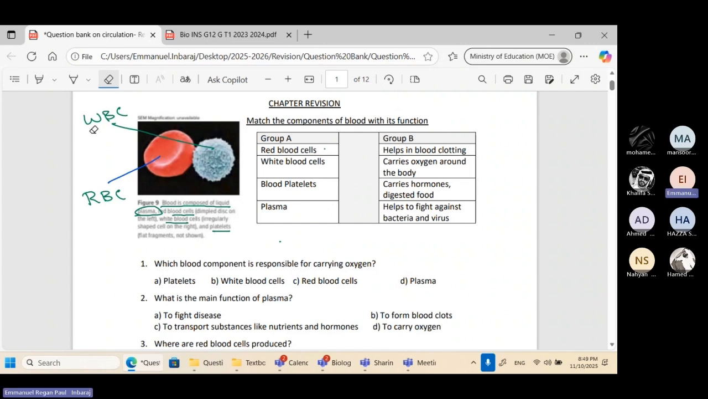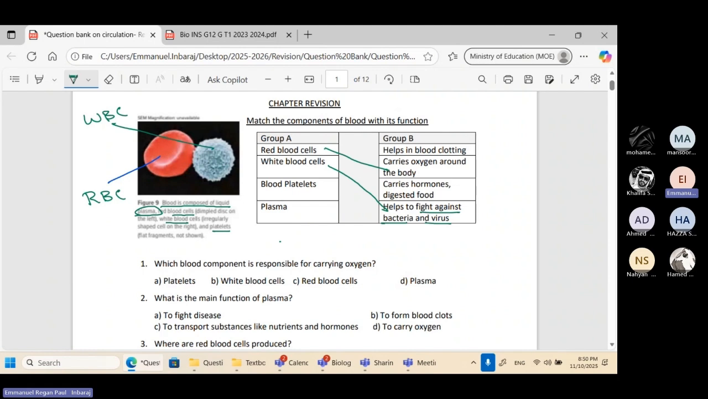Yes, what does it do? Ahmed, any idea? Carry oxygen. Yes, red blood cell helps to carry oxygen around the blood. What does a white blood cell do? White blood cell is to fight against bacteria and virus. So remember, it is the soldiers of your body. It helps to fight against bacteria and virus.